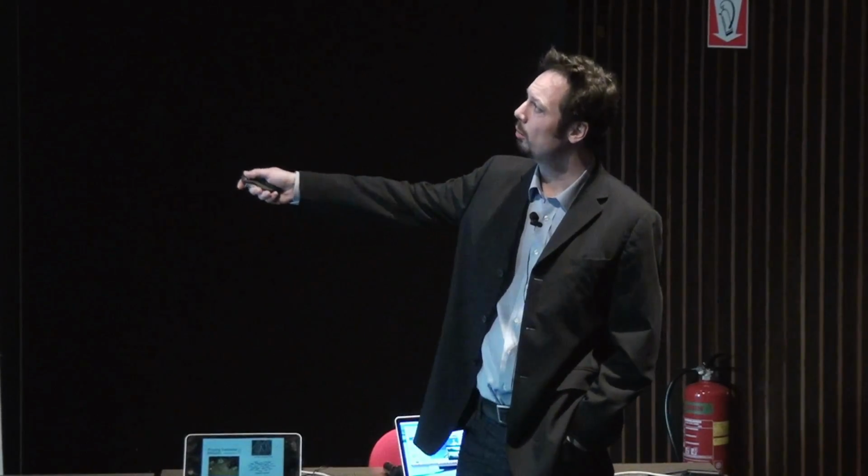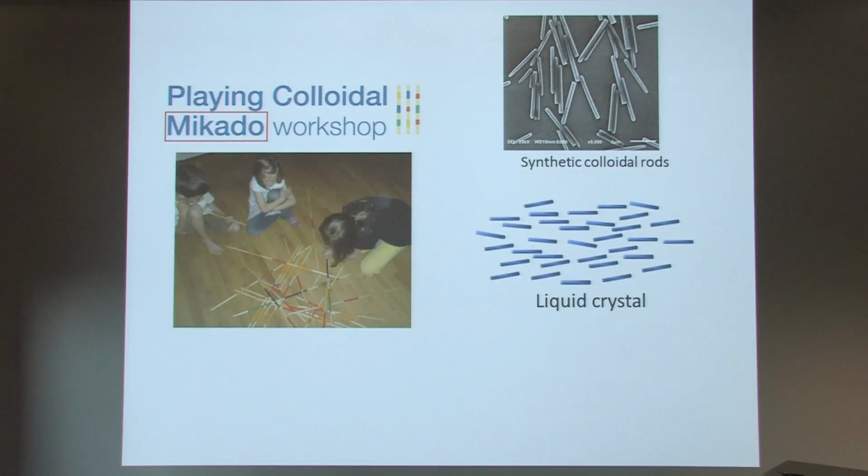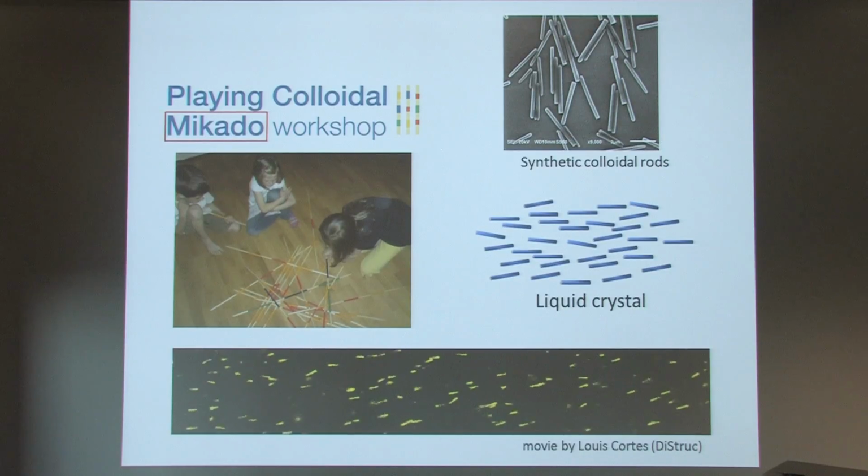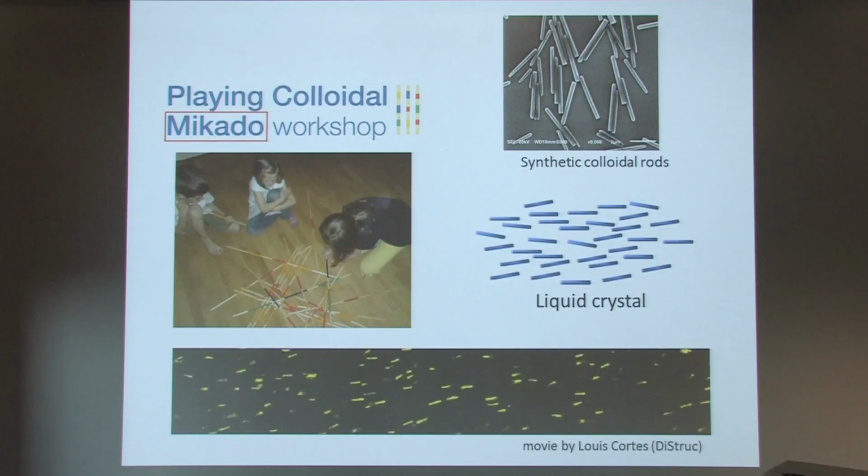We can make our colloidal particles in the form of rods. So almost like Mikado sticks, and we can do that in the lab. So these are silica rods, roughly a micrometer in length again. And if you pack them closely together, they will spontaneously organize in what is called a liquid crystal. So this is a sketch of a liquid crystal, and this is actually a movie made with a confocal microscope of such a liquid crystal.